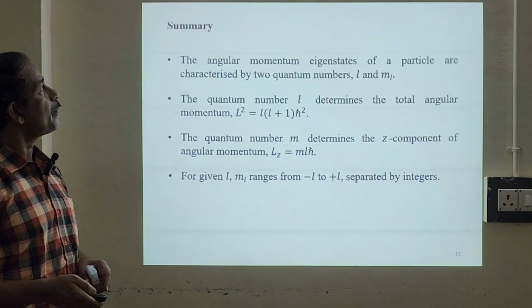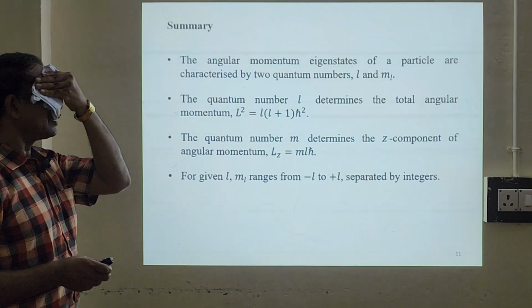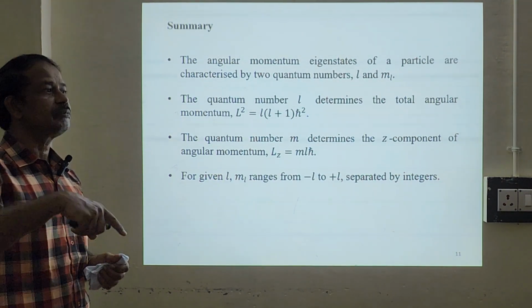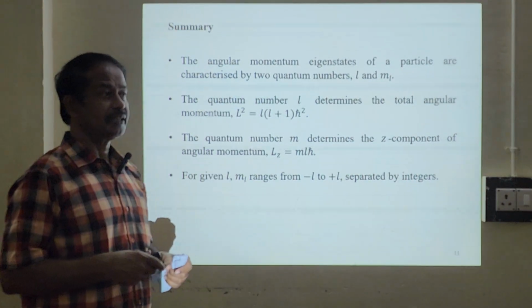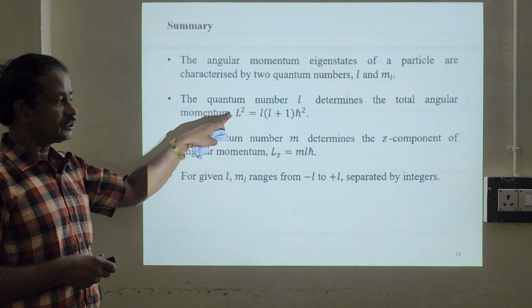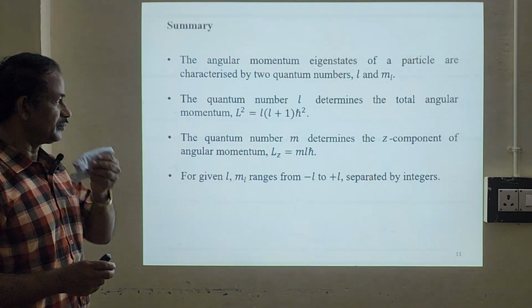Is it okay? Now summary. The angular momentum eigenstates of a particle are characterized by two quantum numbers, L and Ml. L is the orbital quantum number, Ml is the magnetic quantum number, and the quantum number L determines the total angular momentum, which is nothing but L squared. L squared will be L into L plus 1 ħ squared.